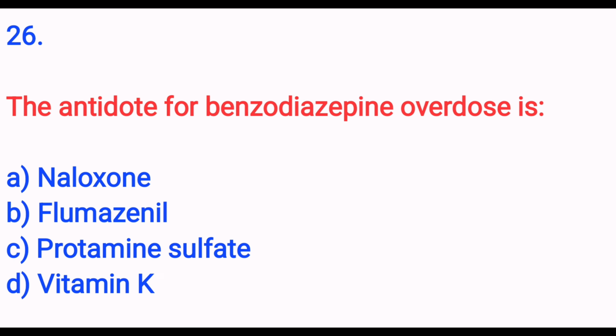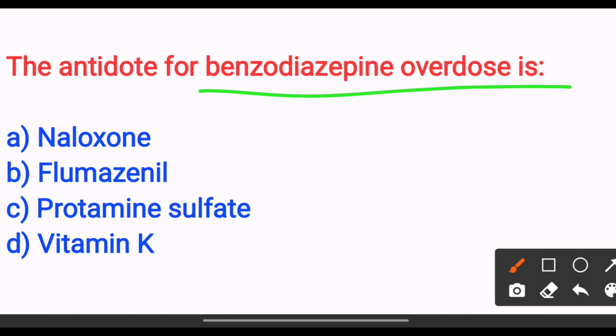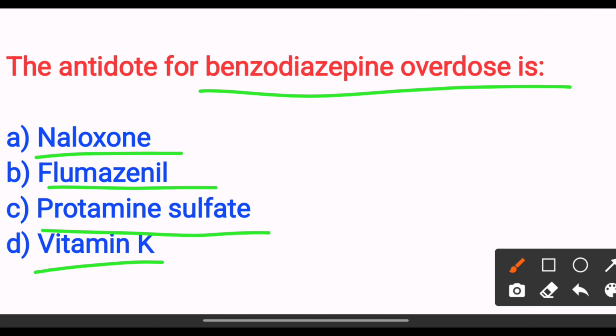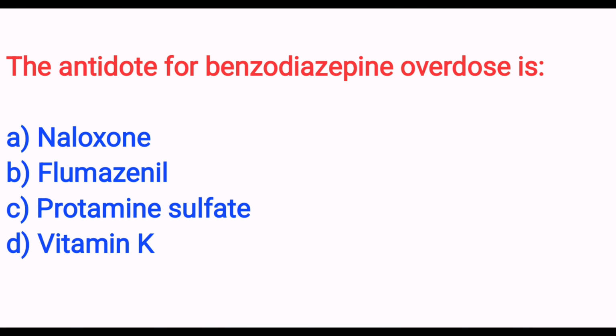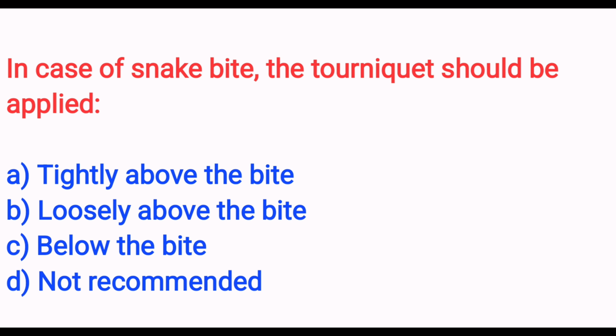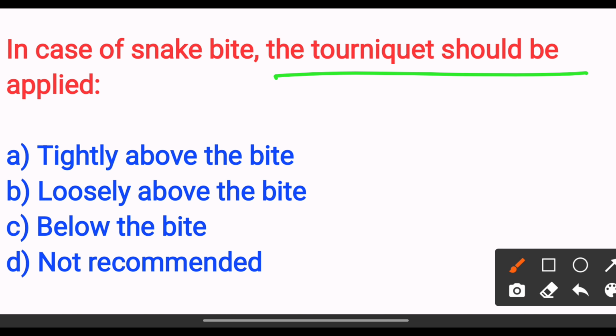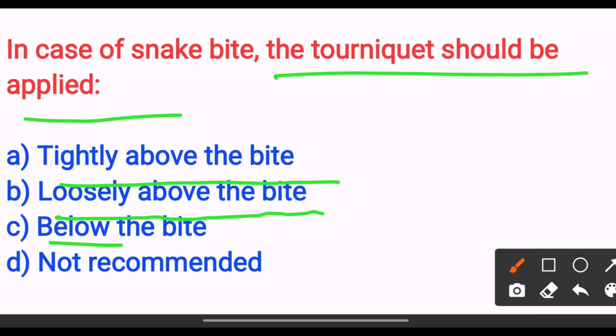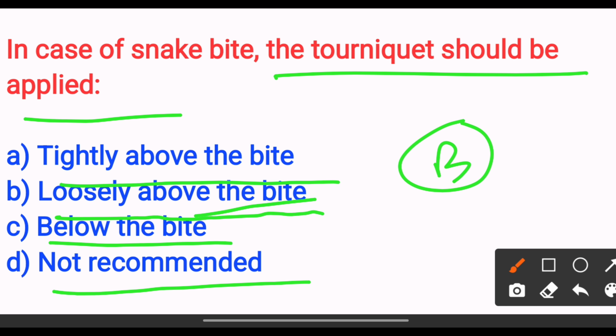Next, the antidote for benzodiazepine overdose is option A, naloxone. Option B, flumazenil. Option C, protamine sulfate. Option D, vitamin K. The answer is option B, flumazenil. Next, in case of snake bite, the tourniquet should be applied option A, tightly above the bite. Option B, loosely above the bite. Option C, below the bite. Option D, not recommended. The answer is option B, loosely above the bite.